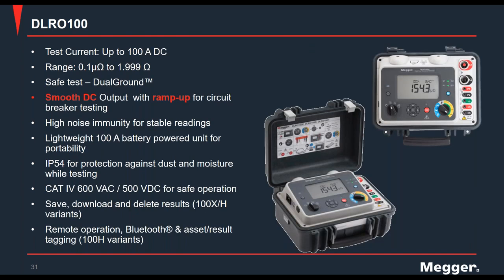The next device we're going to look at is the DLRO 100. As its name suggests, it puts out test current up to about 100 amps. Its range is again as low as 0.1 microohms to about 2 ohms. It can be used for dual ground testing of circuit breakers. And it has smooth DC output with the capability to ramp up the test current for circuit breaker testing. And that's a really critical point that we'll look at further in this session.